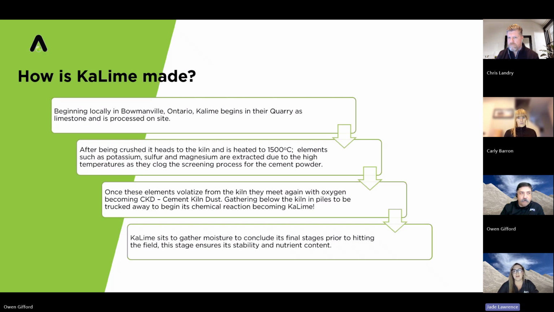Once it's been heated, there are potassium molecules, magnesium, sulfur, and a lot of other nutrients in there as well that are too large to fit through the end screen of that process in the kiln. So that also volatilizes and falls into the cement kiln dust. Once this piles below the kiln, it's trucked away to what we call the legacy pile. This is just kiln dust that has been sitting there for quite some time and has better moisture. It's mixed with the legacy pile to make sure that the nutrient stabilization is great and that the moisture content is good for spreading application as well.